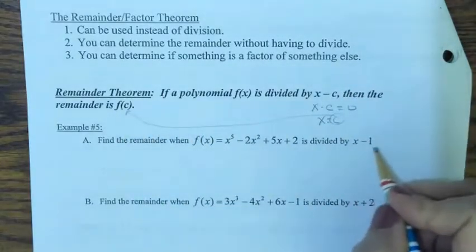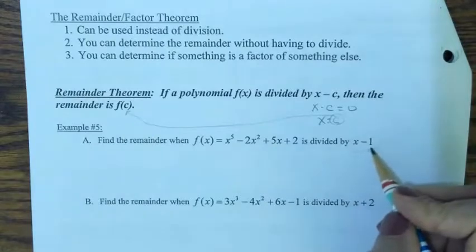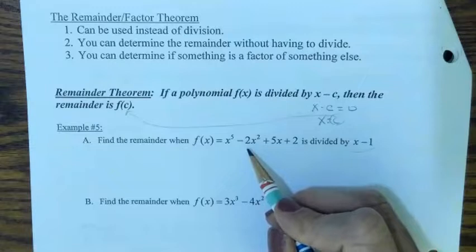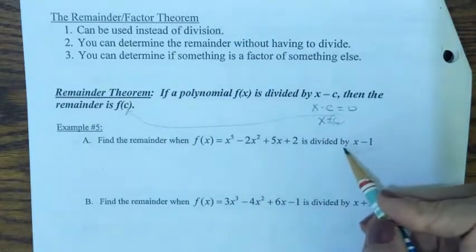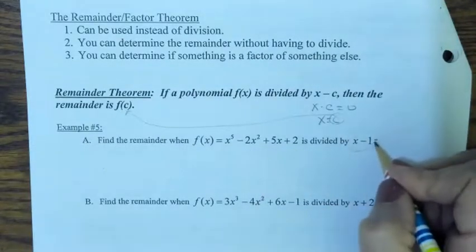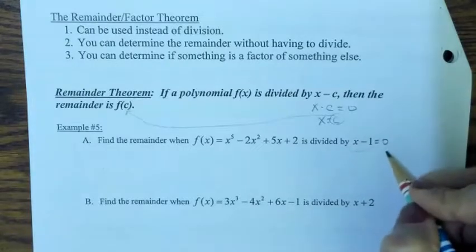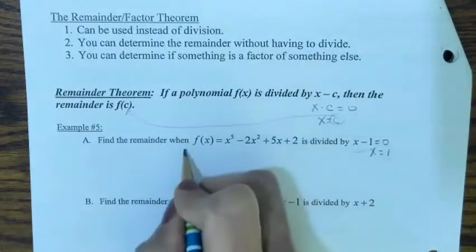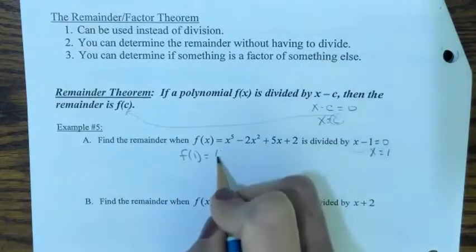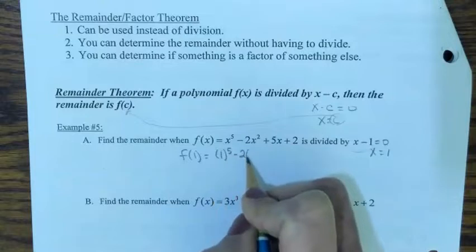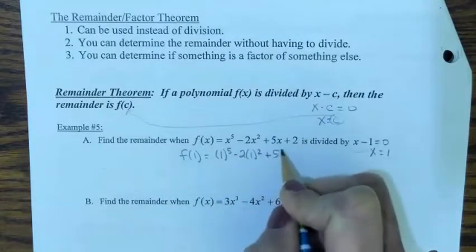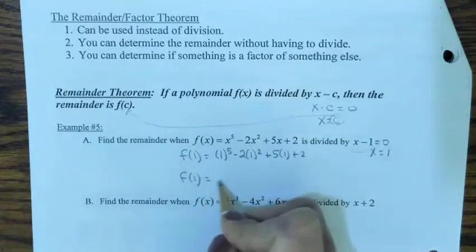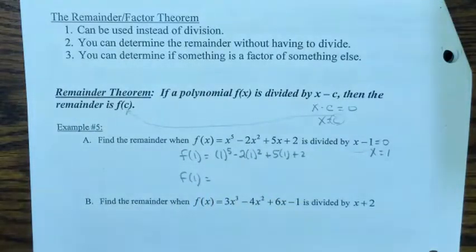So what we're going to do here is take our factor, x minus 1, and we want to know what the remainder is when I divide it into this particular polynomial. I could do synthetic division, but this is a quicker method. All I do is set this equal to 0 and solve for x. So I'd add 1 to both sides, so x equals 1. I'm going to plug this 1 in for x in this function: 1 to the 5th power minus 2 times 1 squared plus 5 times 1 plus 2. Whatever this function value is, that will be my remainder.